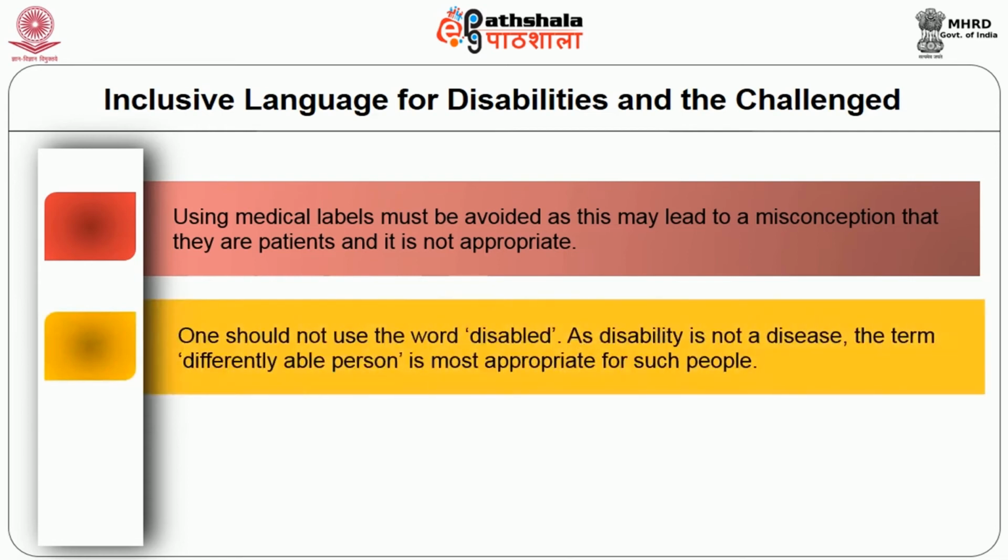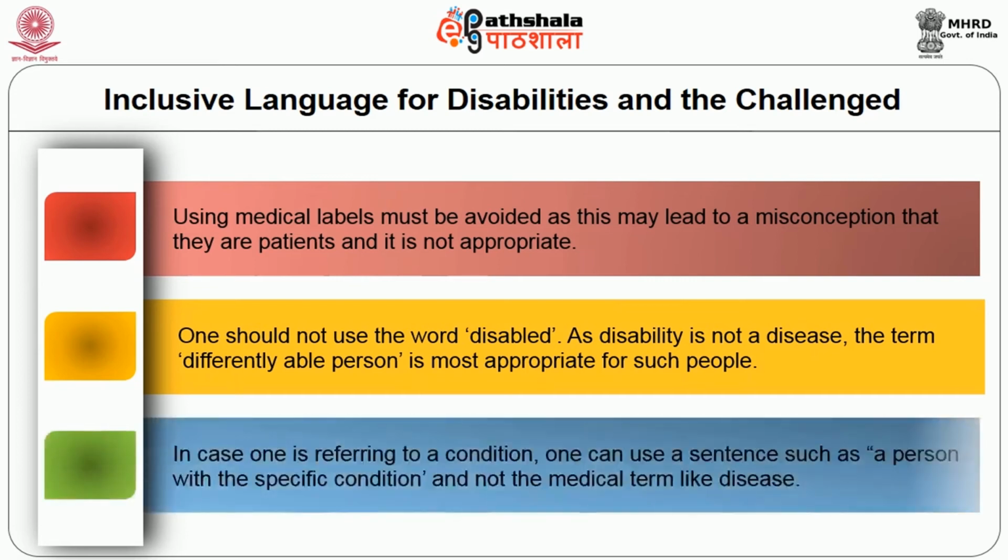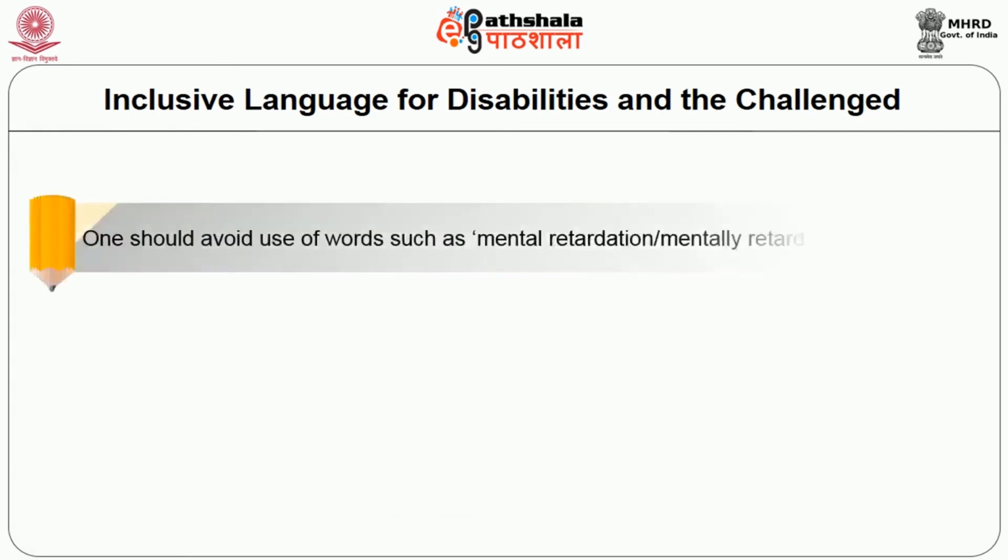One should not use the word disabled at all, as disability is not a disease. The term differently abled person is sometimes more appropriate for such people. In case one is referring to a condition, one can use a sentence such as a person with the specific condition, and not the medical term of the disease. One should also avoid the use of words such as mental retardation and mentally retarded. It should be completely avoided.